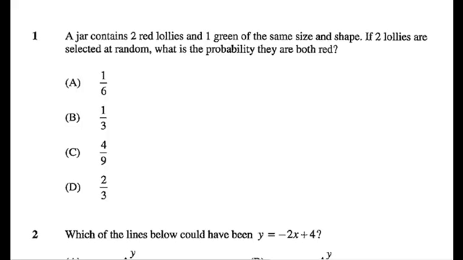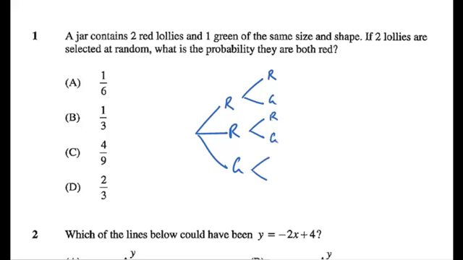So your first choice will either be a red or a green. Okay, because there's 2 red and 1 green. If I chose a red first, then I've got 1 red or 1 green left. Same again here, I've got 1 red or 1 green left. If I chose green first, then I've got a red or a red to choose from.